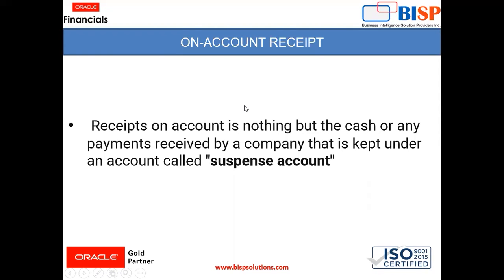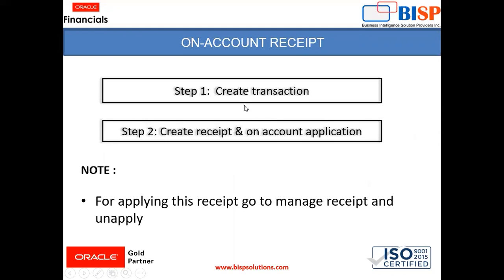Fine. So the steps which we need to follow here are, first we need to create a transaction. Then we will create a receipt and we will see how to apply an on-account application. And after applying the on-account application, in future, if you want to apply that on-account receipt for some purpose, you can go to manage receipt and apply on-account, and the amount will be available for usage. Fine. So we will go to the instance and see how it can be done.